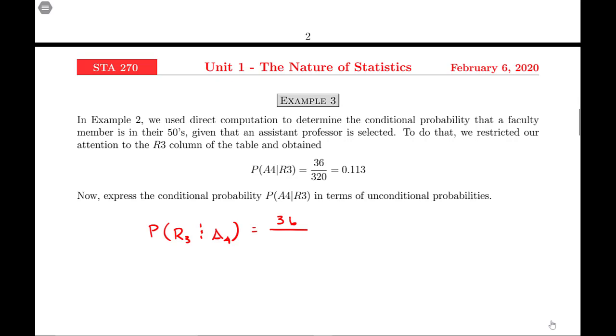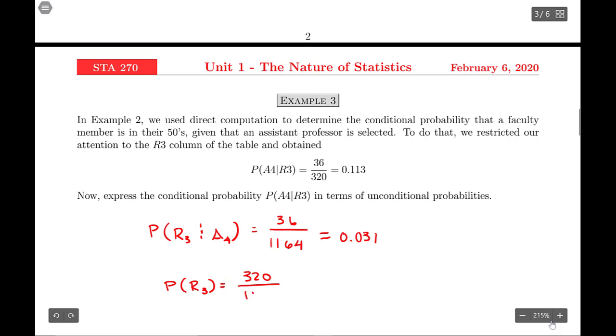Okay, so the probability that the individual is an assistant professor and they are in their 50s. Well, there's 36 individuals that are assistant professors in their 50s, and there's a total of 1,164 faculty members. So that probability is 0.031. Then we look at the probability that they are an assistant professor. So we're only now focused on the probability of R sub 3, which is 320 assistant professors out of the 1,164 faculty members. And we get a probability of 0.275.